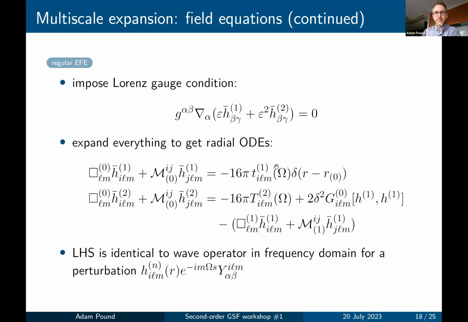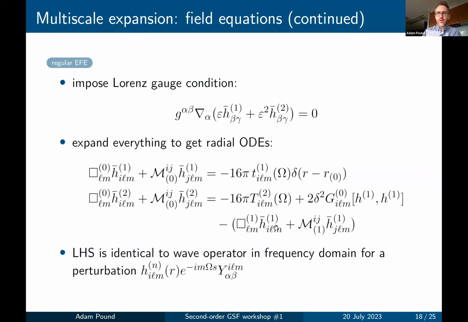What's on the right-hand side is more interesting. Okay, so the leading term here looks just like it would if you had a particle on a circular geodesic orbit. You have a radial delta function coming from the stress energy tensor times some coefficient that's a function of orbital frequency. The second order stress energy term will have a delta and a delta prime. I'm not going to talk about that. You have this quadratic term, which is now a spherical harmonic mode decomposition of these quadratic products of derivatives of H1.